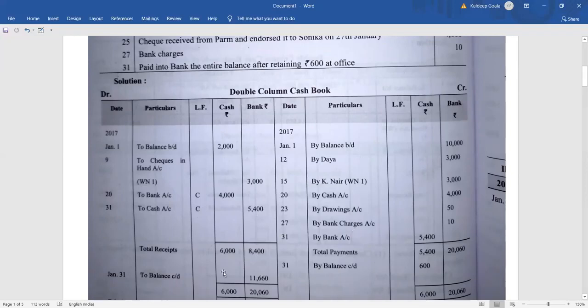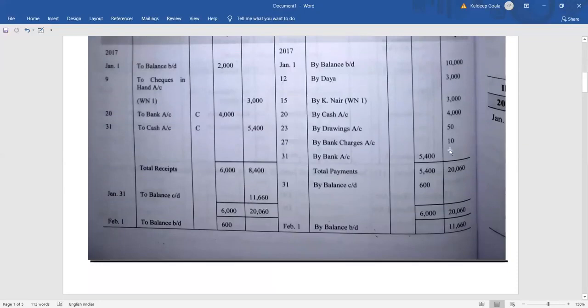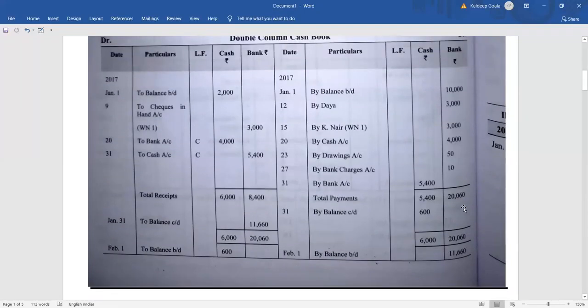Now after that, what will you do? Do the final balancing. How much do we have? We can see that in the cash payment, we are making a payment of 5,400 only, because after the deposit it is coming. Okay, you have to find the total in the rough first. After that we are going to take the final balancing. The total payment was in the bank 20,060 and in cash it was 5,400. And after doing the balancing, what we are getting is the balance of cash as 6,000.